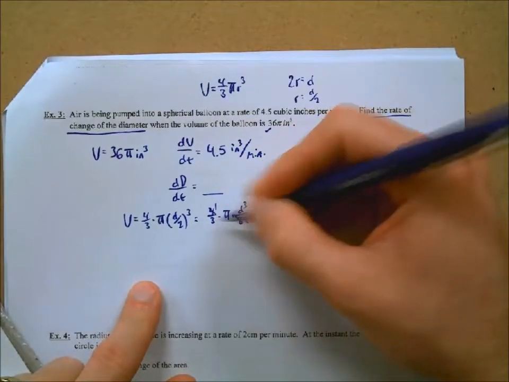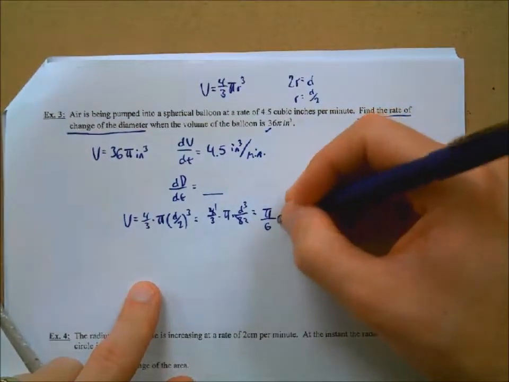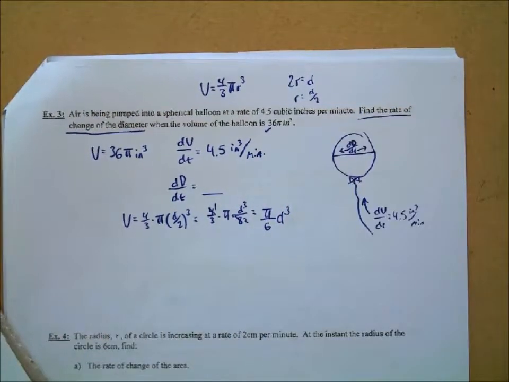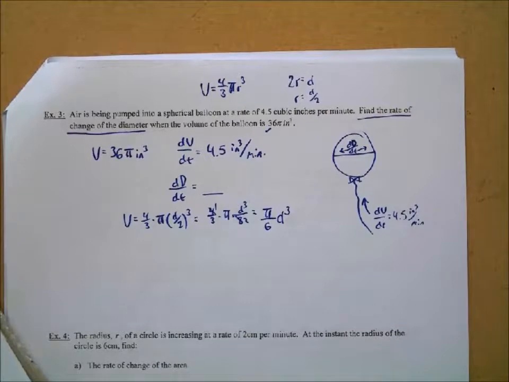Okay, so the pi goes up in the numerator. 3 times the 2 there makes 6. Pi over 6 d cubed. Okay, it's helpful to simplify your expression if you can. Okay, so questions about where that came from?